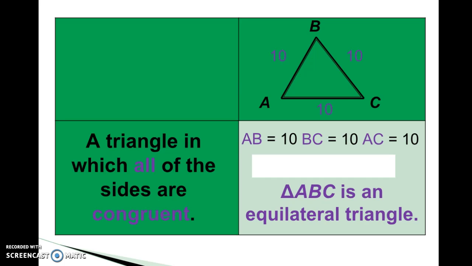And lastly would be the equilateral triangle. A triangle in which all of the sides are congruent. AB is 10, BC is 10, AC is 10. Therefore, AB is congruent to BC, which is congruent to AC. So triangle ABC is an equilateral triangle.